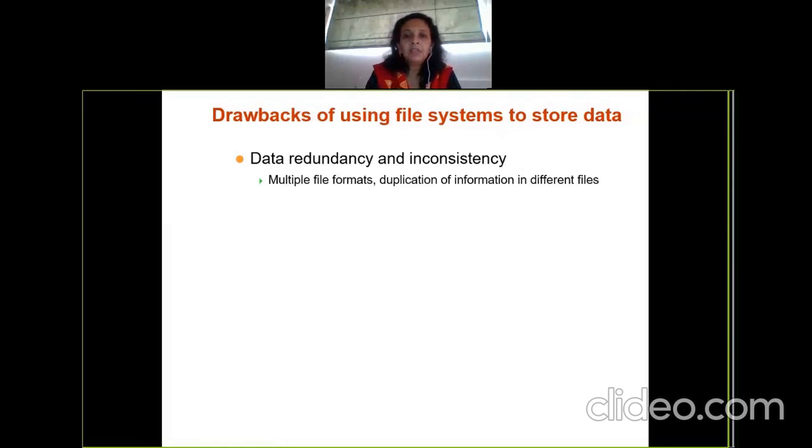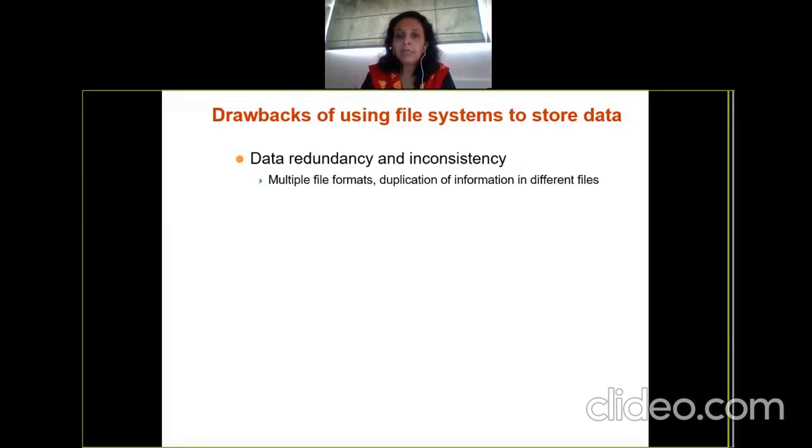See here, suppose your address or your phone number is stored in 5 courses in the database, in OS, in APL, all these courses, and your address has been changed. If that address is updated in only one file or 2 files and not in the other courses, then what happens? Incorrect information is stored in some of the course files.